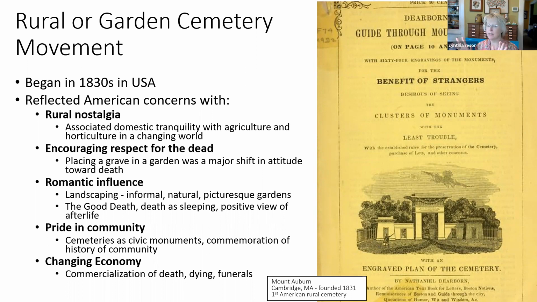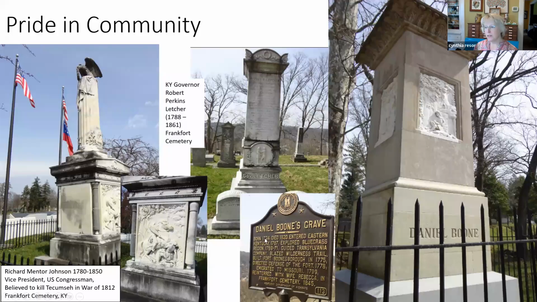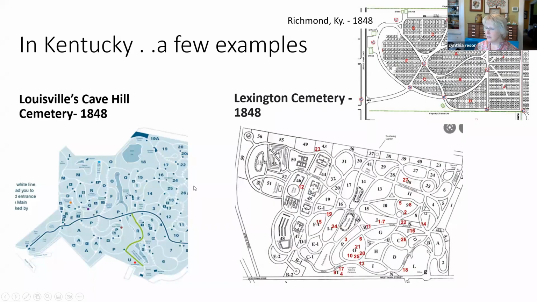And so they might move graves from the old cemetery, or they might start one in this new style, or they might start a new part of a cemetery in this new style. And often pride in the community was a very prominent factor. So for instance, Frankfort Cemetery is up on top of a hill. It's in this style, and of course, lots of governors are buried there. In Kentucky, the Lexington Cemetery is an excellent example of the style.